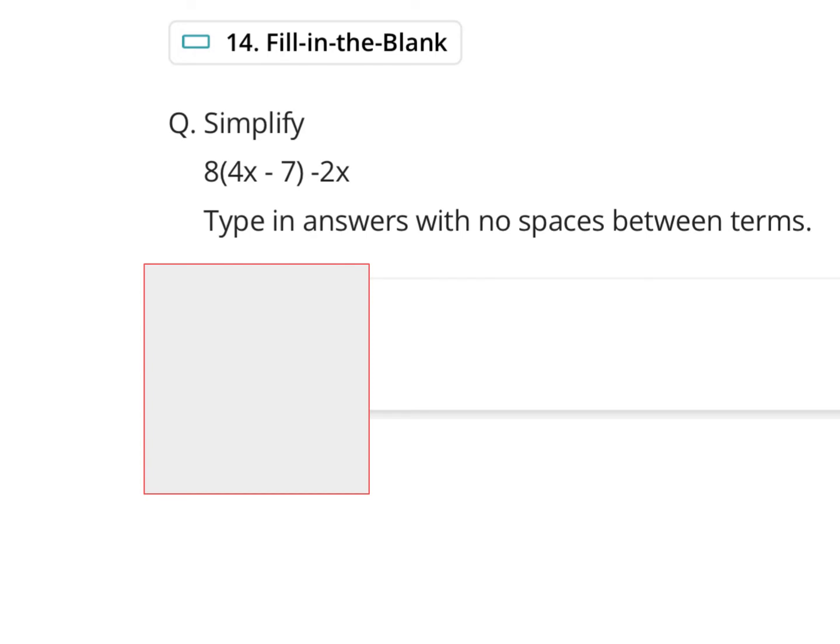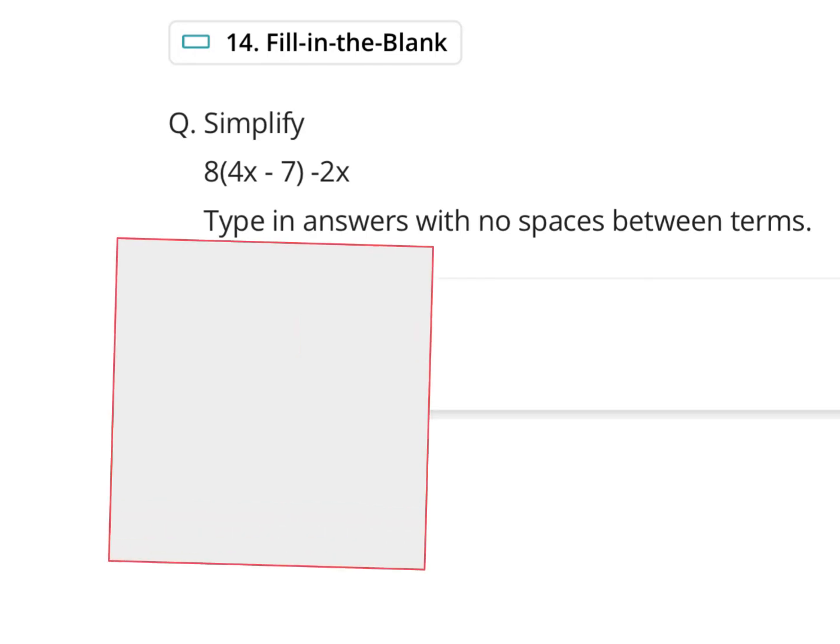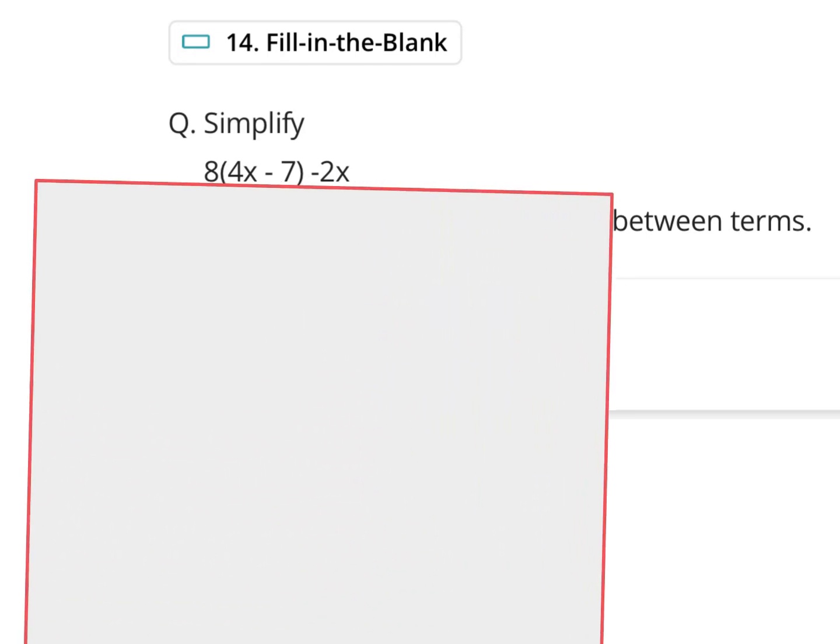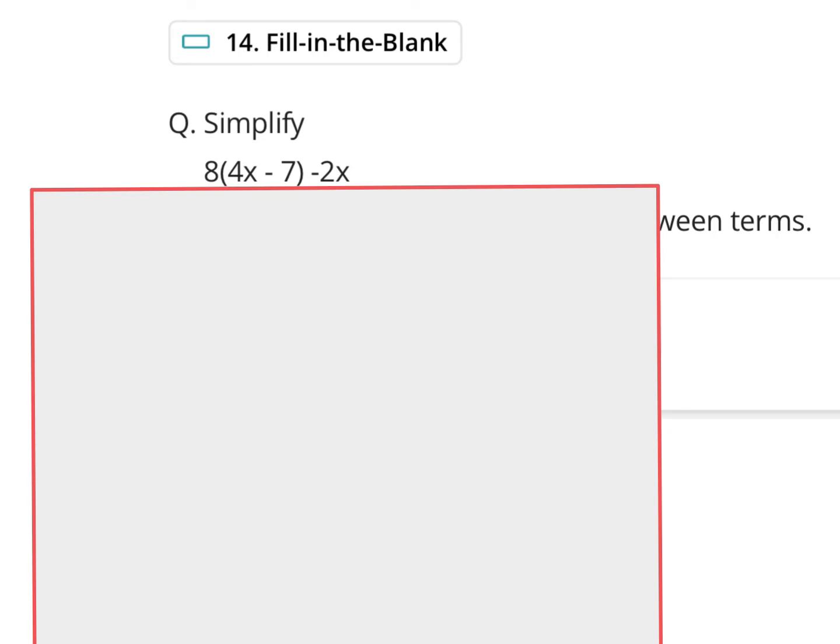Another simplifying problem. It says type in your answer with no spaces below. I'm just going to make this box bigger so I can show my work here. Again, we need to simplify. What does that mean? It means distributive property and combining like terms. So I am going to distribute this 8. 8 times 4 is 32. And of course, we have an x. 8 times -7, that is a -56. So we have 32x minus 56.